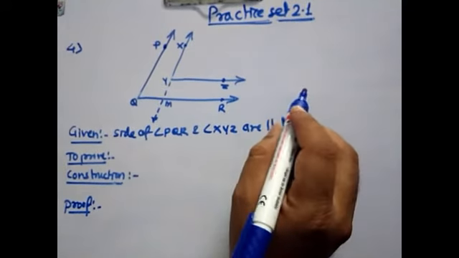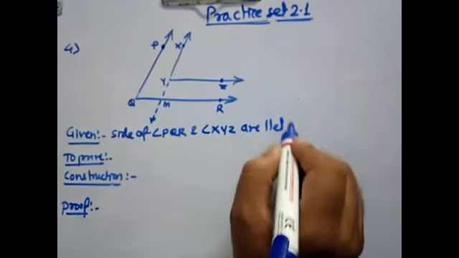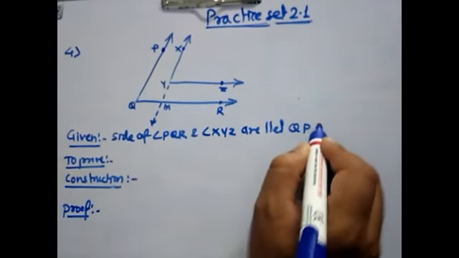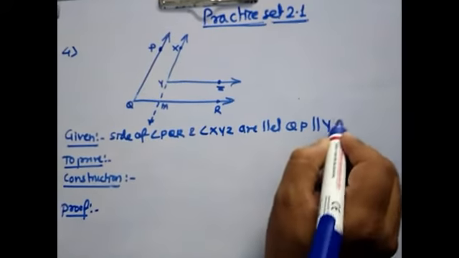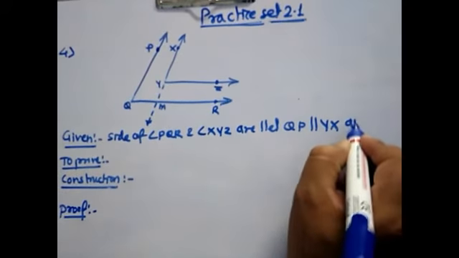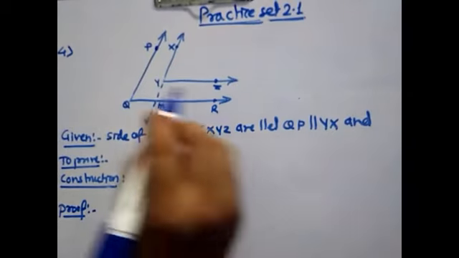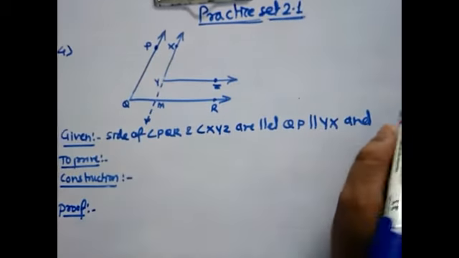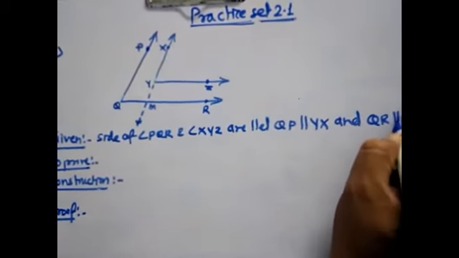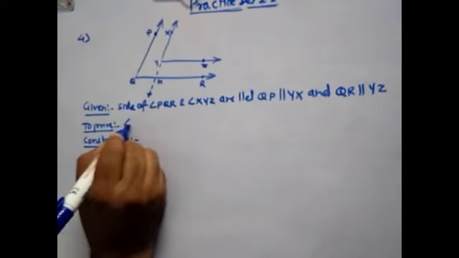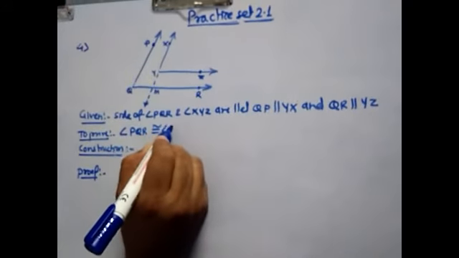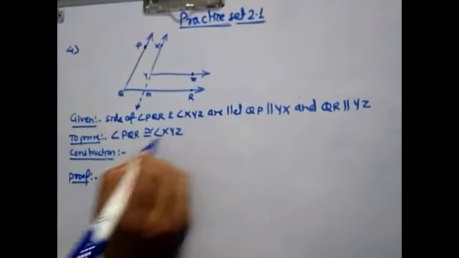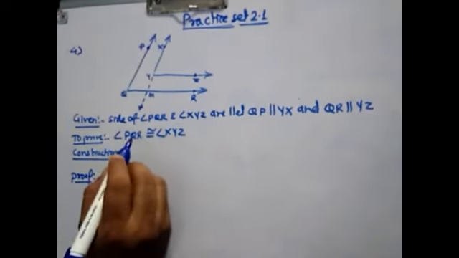So write down QP. See this QP parallel to YX and QR. So this QR parallel to YZ. We want to prove that angle PQR is congruent to angle XYZ. So these two we want to find out.